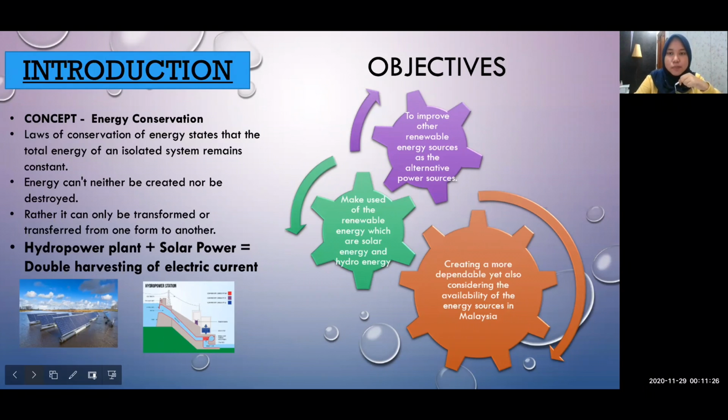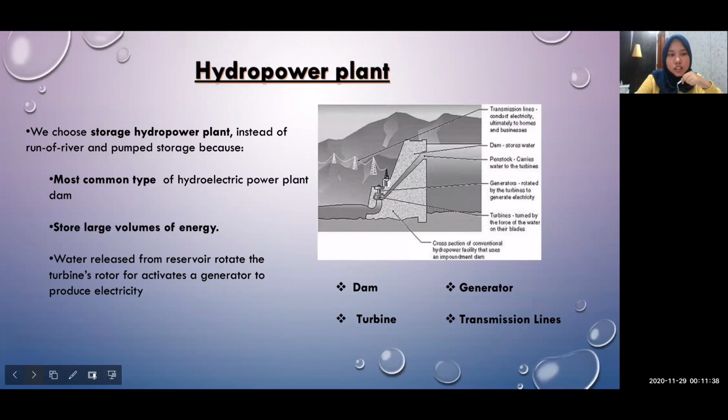We also have three main objectives, which is to improve the renewable energy sources. We want to make use of the renewable energy, which is solar and hydro, and to create a more dependable system, yet we still consider the availability of the sources in Malaysia. And we also use storage hydropower plant instead of the others because it's the most common type and it can store large volumes of energy.